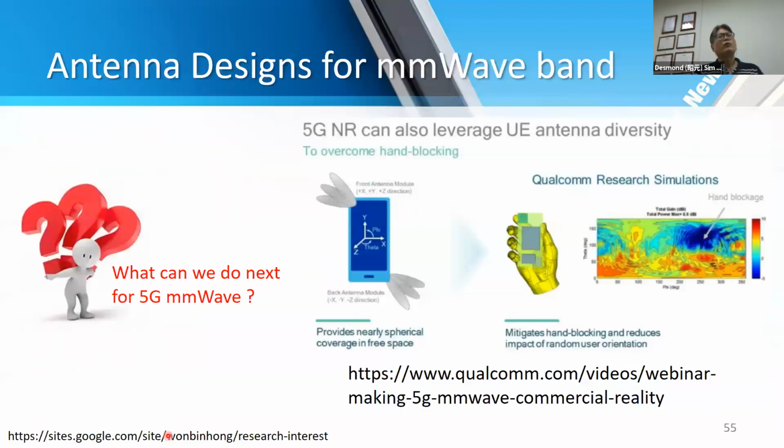So what about the millimeter wave band? I'm going to talk a little bit about millimeter wave. I think I still have a bit of time at the moment.